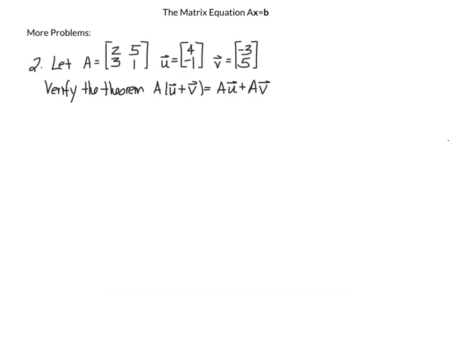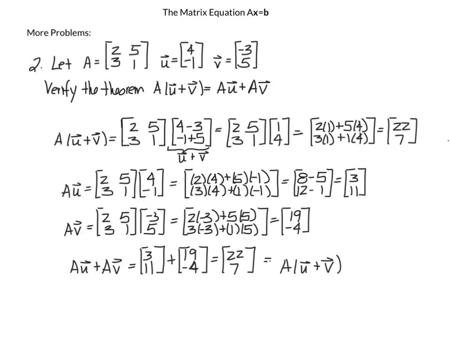This next problem is to let A equal 2, 5, 3, 1. The vector u is equal to 4, negative 1, and the vector v is equal to minus 3, 5. And we want to verify the theorem that says A times u plus v is equal to Au plus Av. In other words, do this side of the equation and verify it equals the calculations on the other side of the equation. So I start with the left-hand side of the equation.